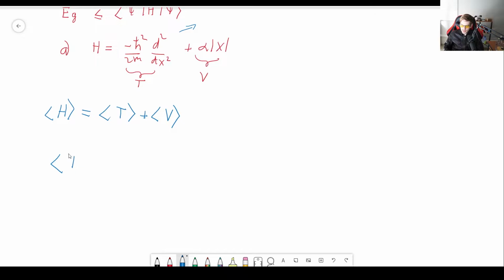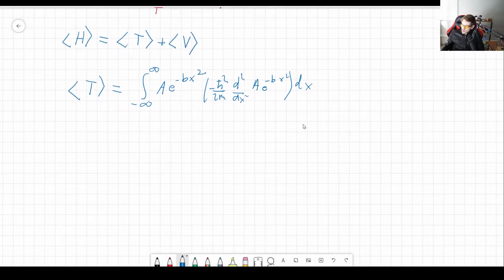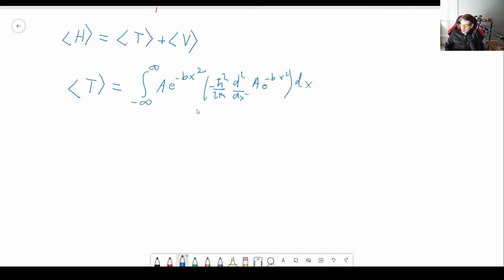Okay, so the expectation value of the kinetic term is going to be the integral from minus infinity to infinity of our wave function, which is A e to the minus bx squared, and then we get minus h bar squared over 2m d squared dx squared acting on the wave function, which is A e to the minus bx squared dx. So let's calculate this derivative. Let's derive the wave function twice.